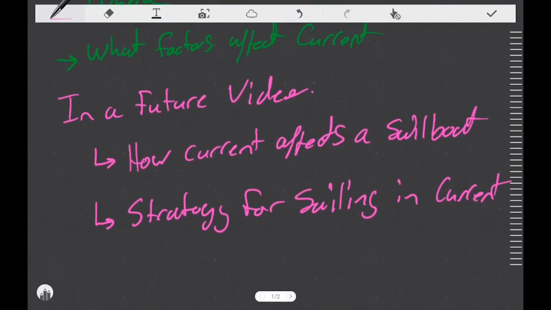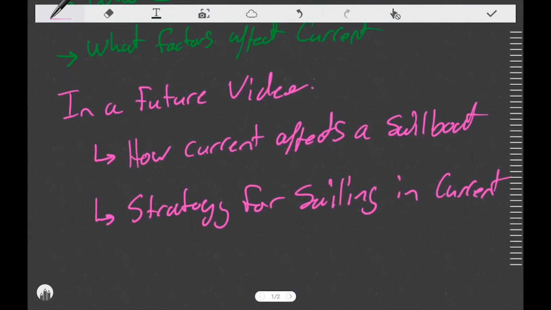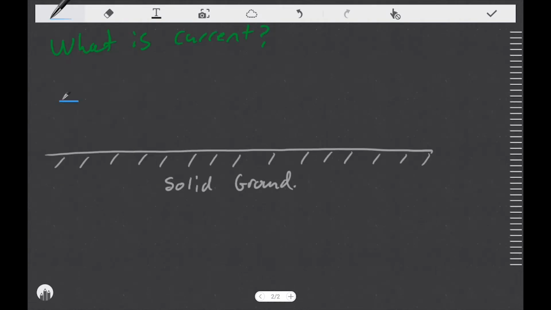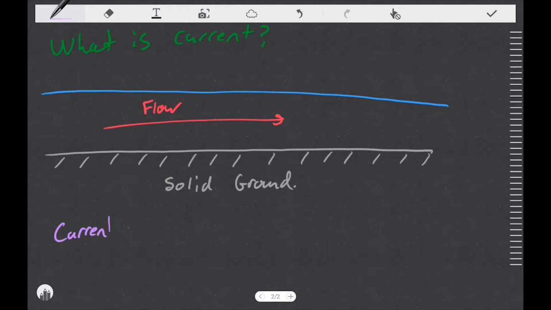In a future video, I intend to cover how current affects a sailboat when it moves through the water. I'll also talk a little bit about strategy for sailing in current, especially for racing. So what is current? Well, put simply, current is the movement of water over ground.